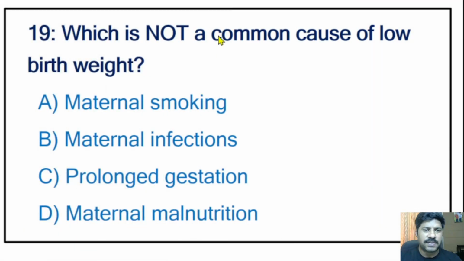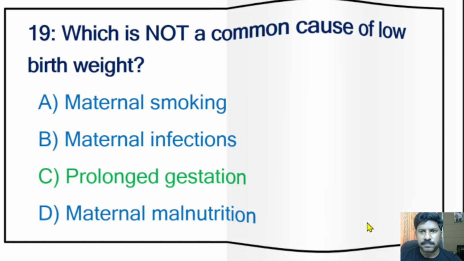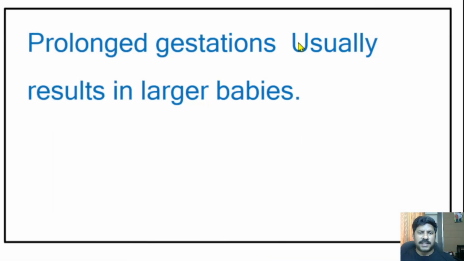19th question. Which is not a common cause of low birth weight? Maternal smoking, maternal infections, prolonged gestation, maternal malnutrition. Correct answer is prolonged gestation. In prolonged gestation, there will be big babies, but in the case of maternal smoking, maternal infections, maternal malnutrition, there is a chance of a low birth weight baby. So prolonged gestation usually results in larger babies.